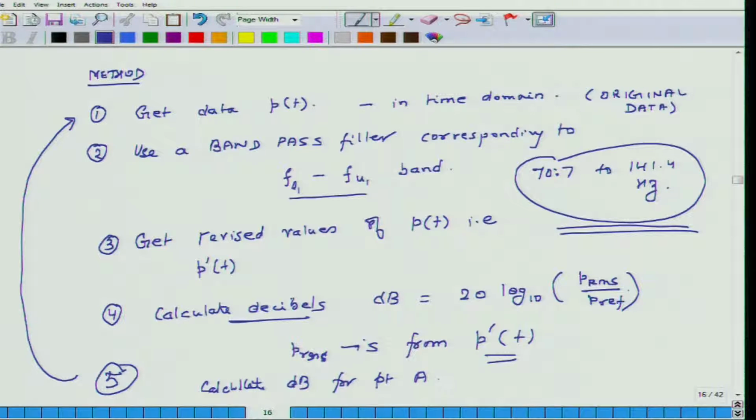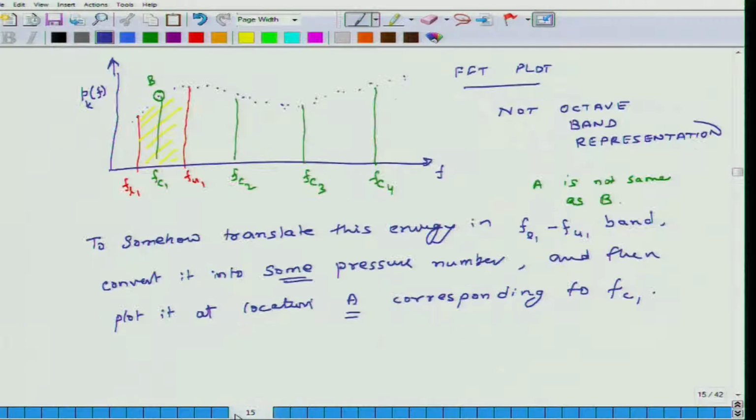So here we don't use FFT in this context. If you use FFT and you pick up point B, this will be totally different, because this value will be extremely less, because the energy is distributed among thousands of points. So this value will be extremely small if you calculated decibels. What you are interested in is adding up all the energy in this band. Okay? So this is how you do it.